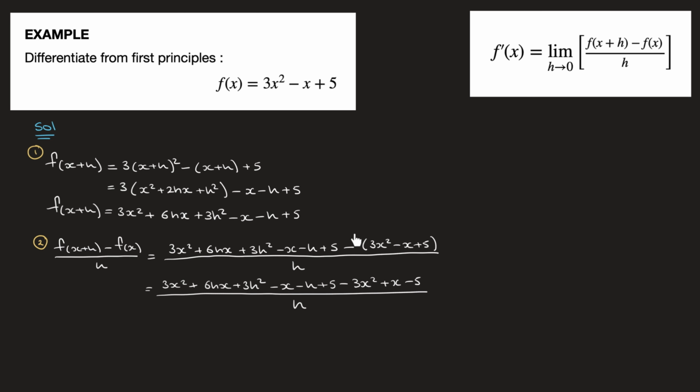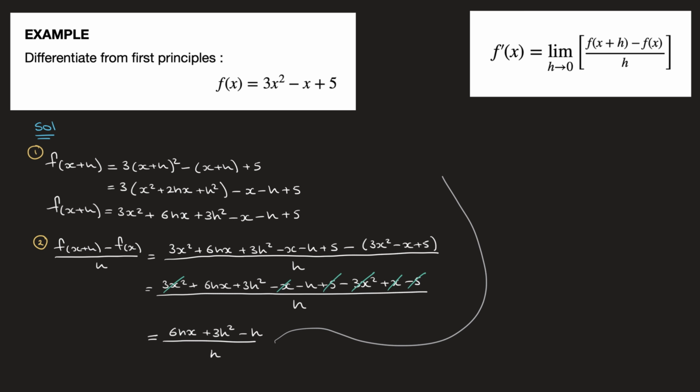At this stage, now that we've opened up the pair of parentheses, the function that we started off with in the question, so that's f of x, should always completely cancel itself out on the numerator here. Looking at this, I'm sure you'll agree that this 3x squared cancels out with this negative 3x squared. The negative x will cancel out with the positive x here, and the positive 5 will cancel out with the negative 5 we have there. And so after all of that simplification, we have 6hx plus 3h squared minus h left on the numerator. And that's still over h.